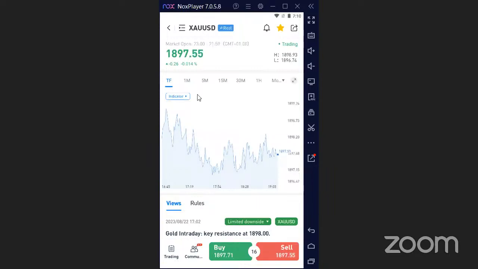Secondly, we have the bar chart. Those charts are not so popular in the forex market because people don't usually use them to make analysis. But for understanding's sake, let me just show you what the bar chart looks like.